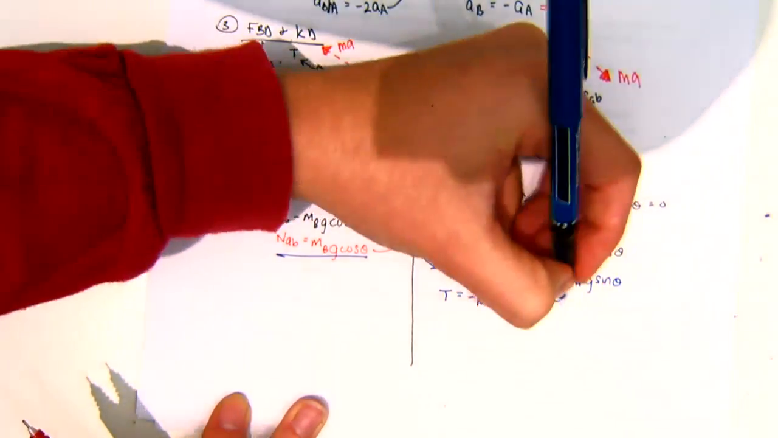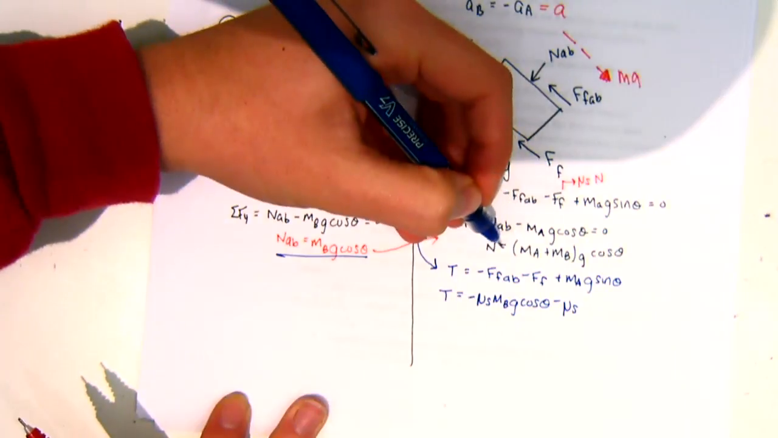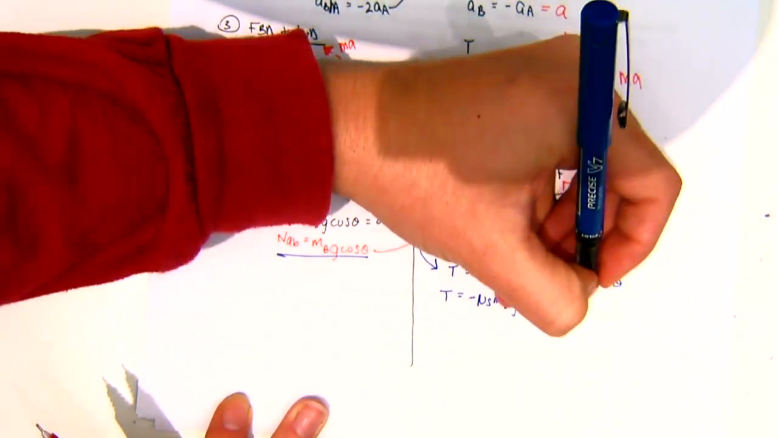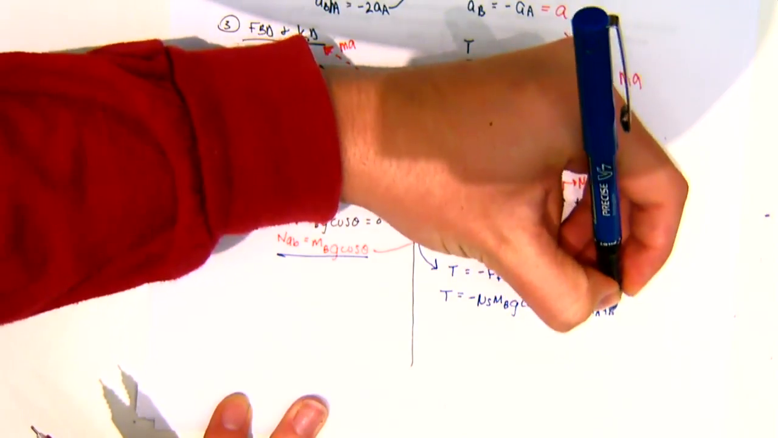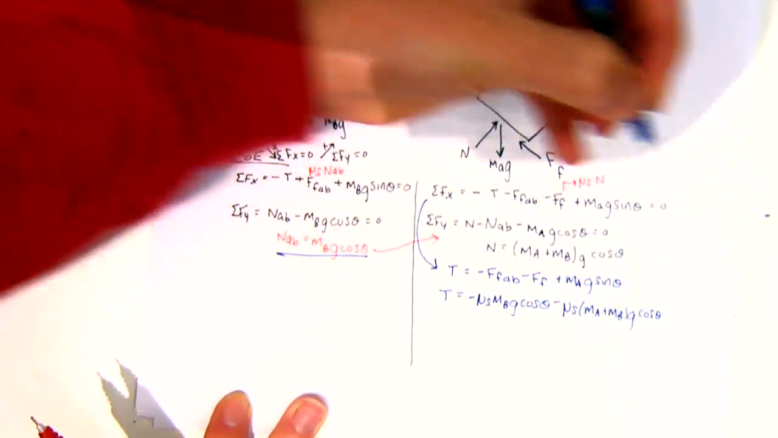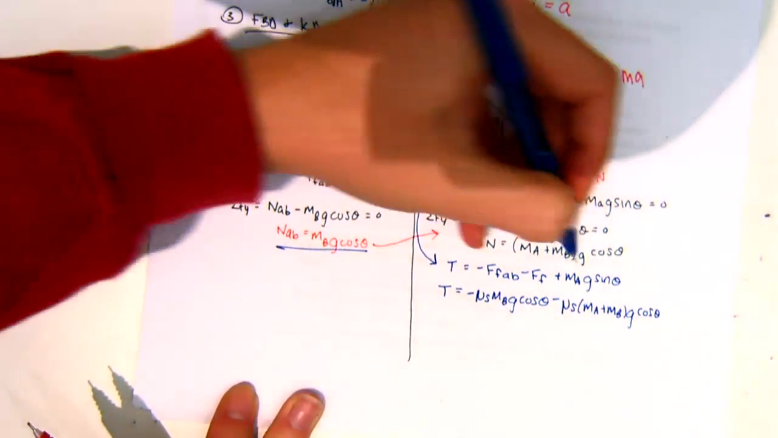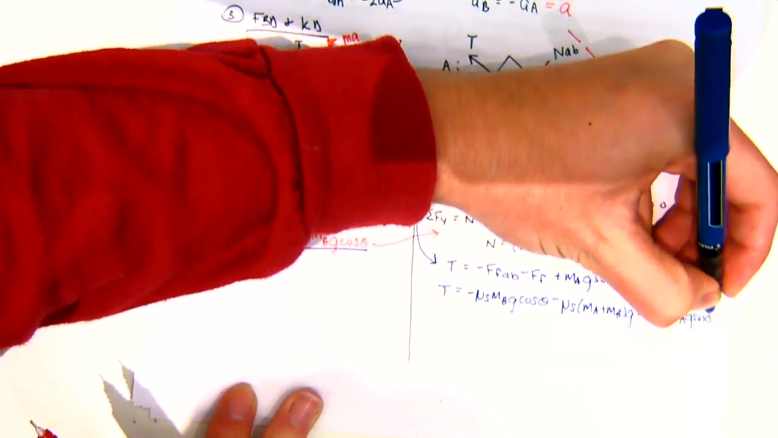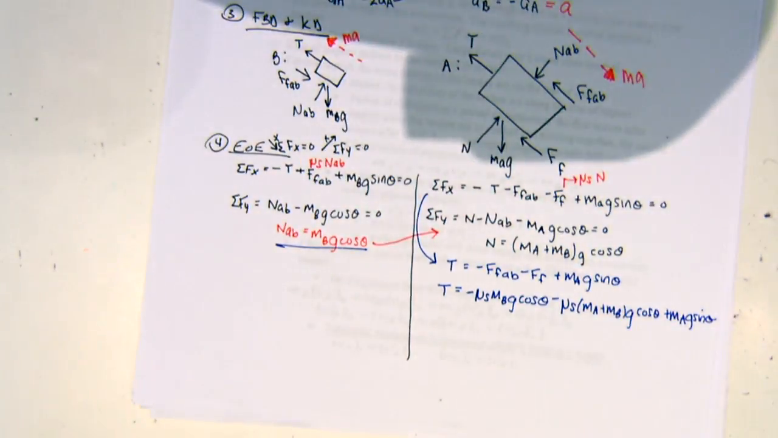So that's going to be mu s, and then big N was equal to ma plus mb, right? So we have (ma plus mb) g cosine theta. And then lastly, I have plus ma g sine theta. So that's one equation for T.